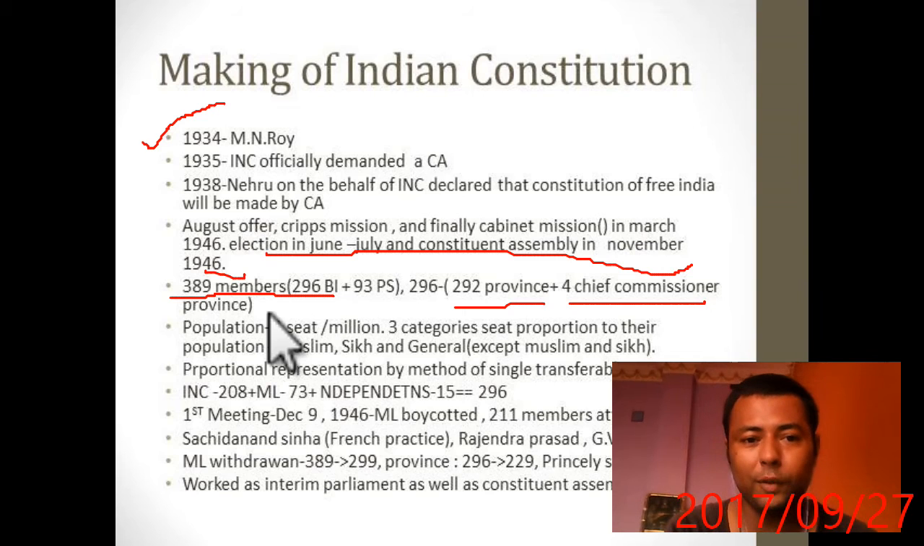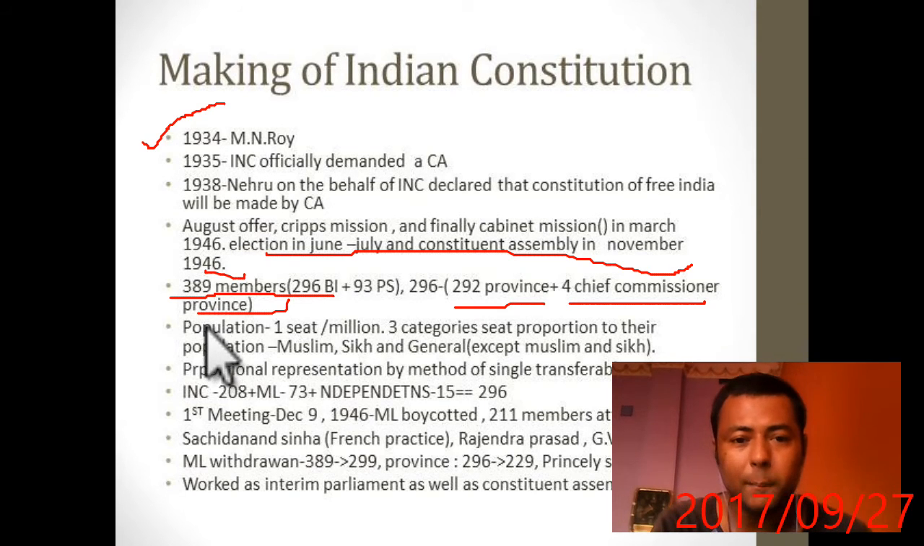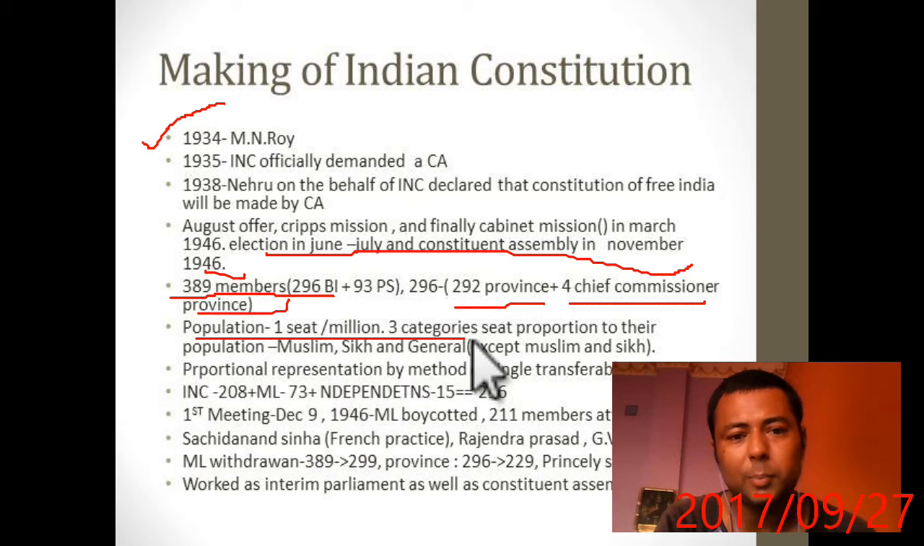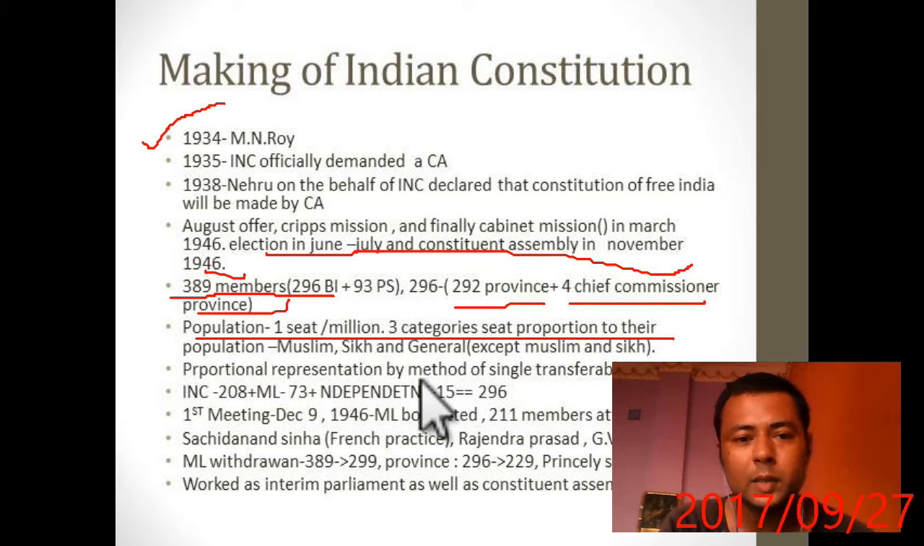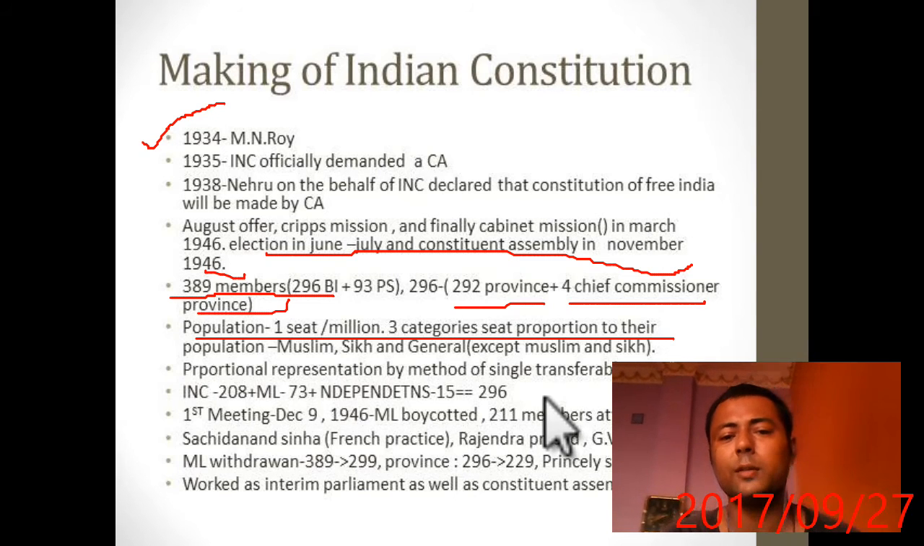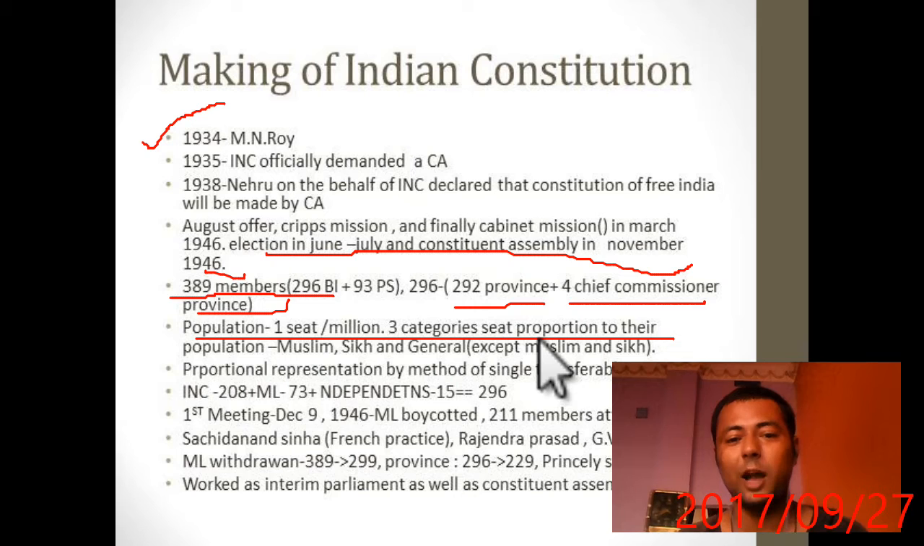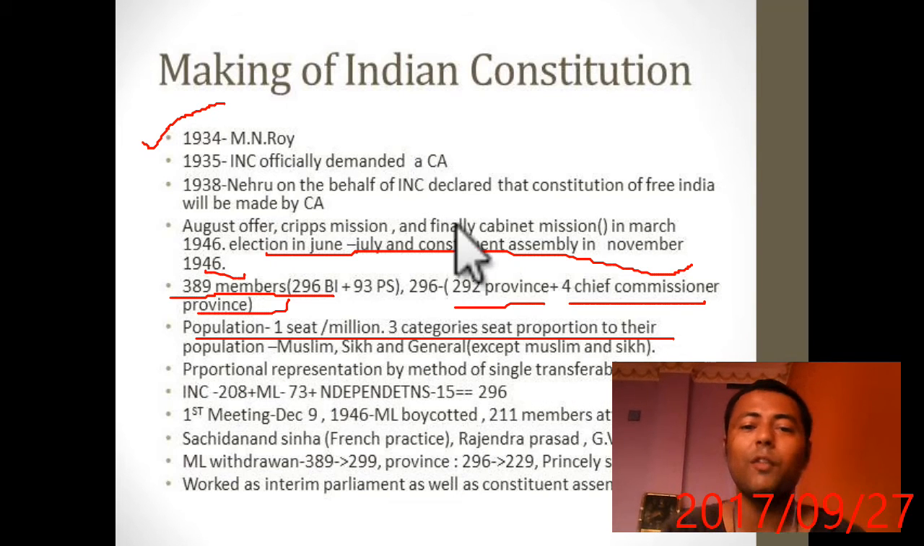Now how was it decided? It was decided that out of every million people, that is, out of every 10 lakh people, there would be one member, and the seats were divided into 3 categories in proportion to their population. At that time, the 3 categories were Muslim, Sikh, and general. General categories are those other than Muslims and Sikhs. Proportional representation by the method of single transferable vote was decided, meaning every community gets representation according to its share in the population. Just as we see today in the election of Rajya Sabha, in the same way the election of the Constituent Assembly was made.